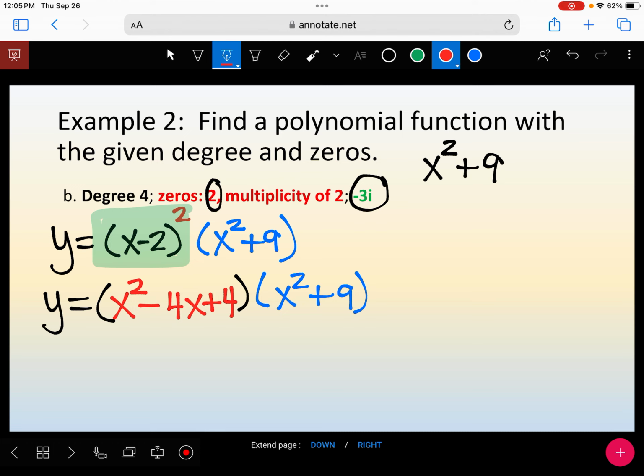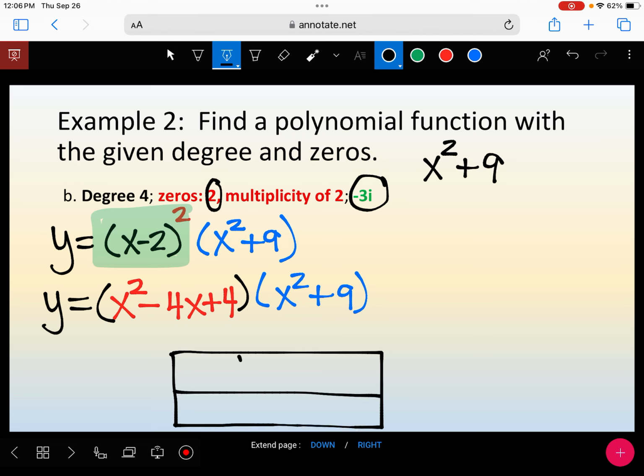All right, who got what I got in red? X squared minus 4x plus 4. All right, now we need to make our box. Now this is going to be a longer box. And this is optional, you don't have to make a box. I just like to organize my work this way.